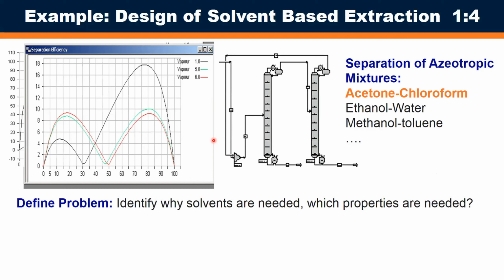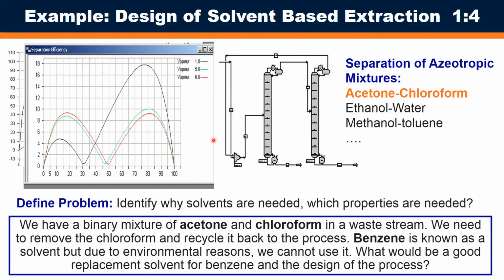Why do we need solvents? Which properties are needed? The wording of this problem could be: we have a binary mixture of acetone and chloroform, which is one we're going to look for in a waste stream. We need to remove the chloroform and recycle it back through the process.